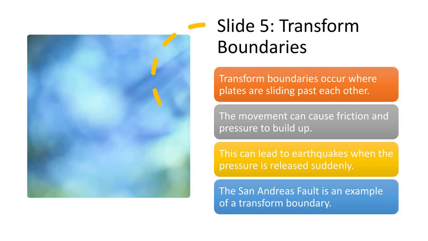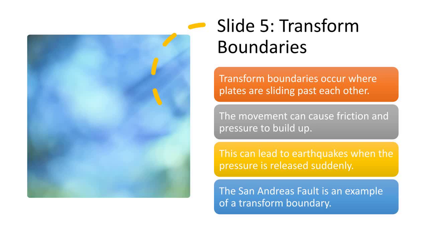The San Andreas Fault, which runs through California, is a famous example of a transform boundary. The movement along this fault is responsible for many of the earthquakes that occur in California. Understanding the behavior of transform boundaries is crucial as they can have a significant impact on the occurrence of earthquakes and the safety of the area surrounding them.